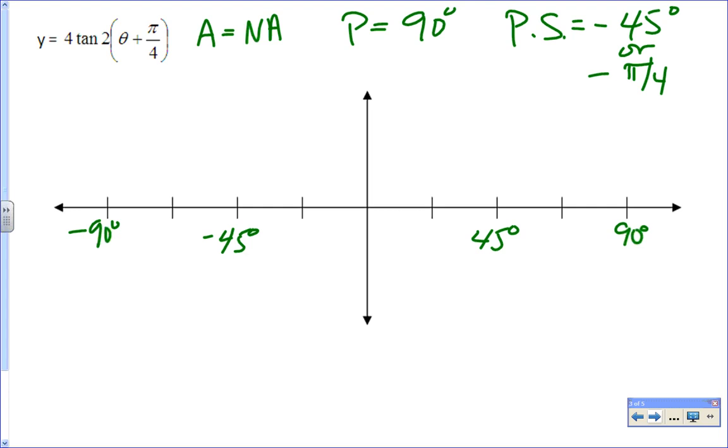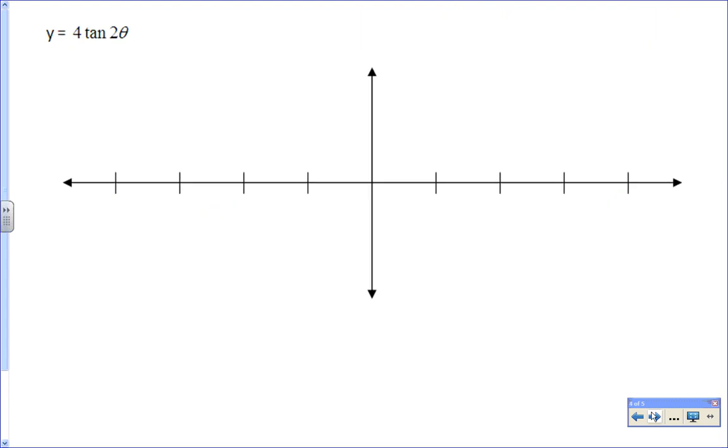So why don't we go ahead and graph this next one, which is why I also have it on there. You see, it has the same amplitude. It has the same period. It's still not applicable there, but it's basically the same graph otherwise. So here we go: 90, 45, negative 45, negative 90.